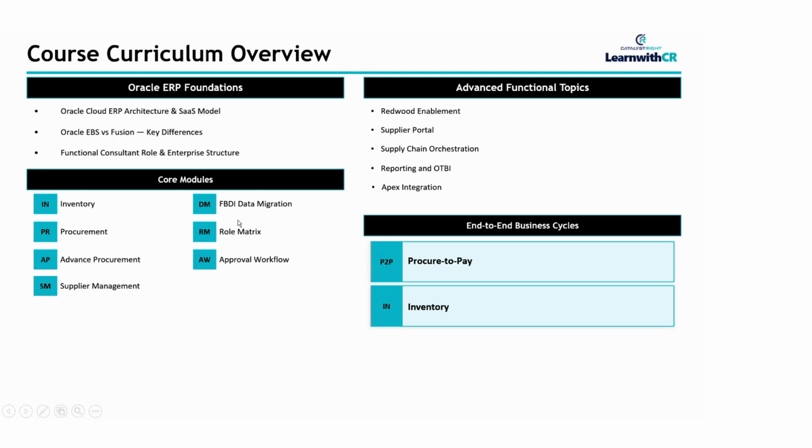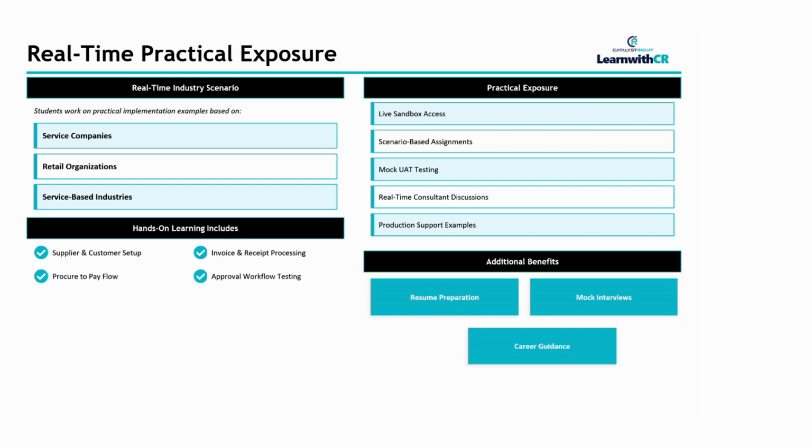Again, sir will take up the detailed one with you, right? But yeah, that's one thing. And then the end-to-end cycles like P2P and inventory, right? So how it works, what are the configurations needed, and then how that flow is completed end-to-end, right? So we'll also cover that part to make sure that you understand that flow, right? We'll share certain industry scenarios with you, like how that works in retail industries or service-based industries, right? And then hands-on learning.